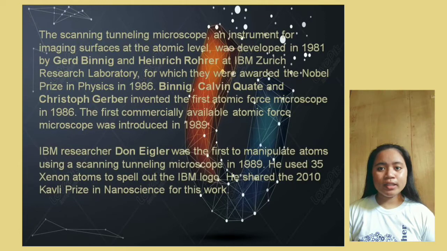Binnig, Calvin Quate, and Christoph Gerber invented the first atomic force microscope in 1986. The first commercially available atomic force microscope was introduced in 1988. At IBM Research, Don Eigler was the first to manipulate atoms using a scanning tunneling microscope in 1989. He used 35 xenon atoms to spell out the IBM logo. He shared the 2010 Kavli Prize in Nanoscience for this work.